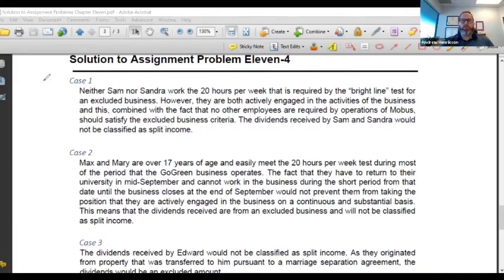So in this case, we would say this isn't split income. They started a business together and they're both involved. They're both adults, both over 18, so none of this money is being split to a child. That matters too. The critical items here are that they are both adults and they're both actively engaged. So in this case, they would not be classified as split income, and what we would be using for this is the excluded business criteria.